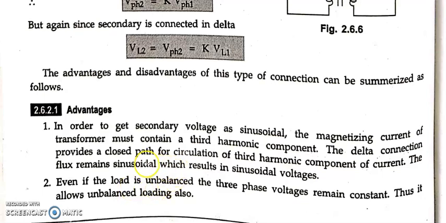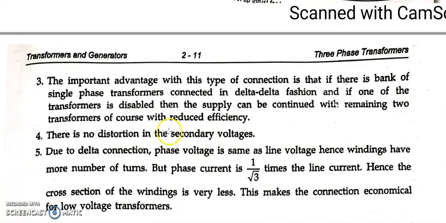Even if the load is unbalanced, the three-phase voltage always remains constant. Thus, it allows an unbalanced load. But it was not so in our star-star connection. If you applied an unbalanced load, then there is a phase shift as well as a neutral shift. You saw the uneven distribution of the phasors in the last class. The phasor length changes as well as the neutral shifts, but here there is no such case. Even after applying an unbalanced load, the phase voltage and line voltage remain the same.